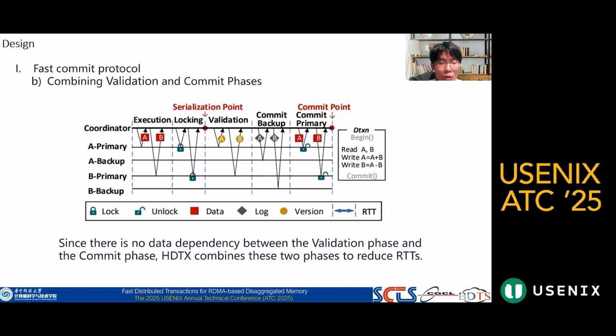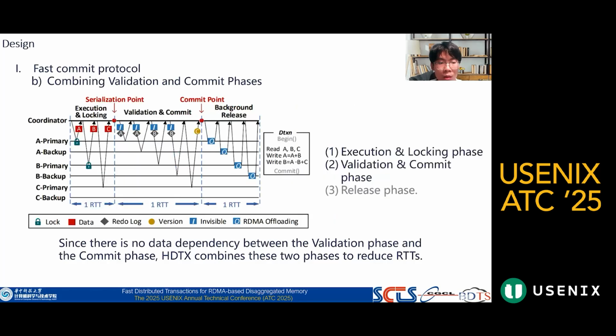Some studies also propose combined execution and locking phases. Putting this idea together, this figure shows how HDTX processes a transaction using our fast commit protocol in the DM system. It mainly includes 3 phases, but can commit a transaction within only 2 round trips.